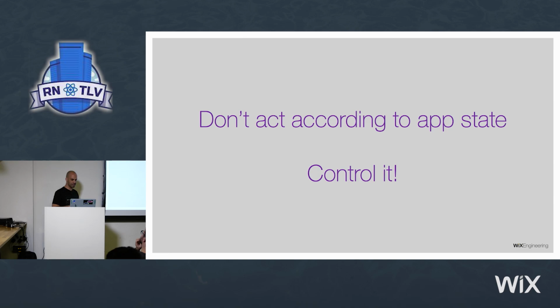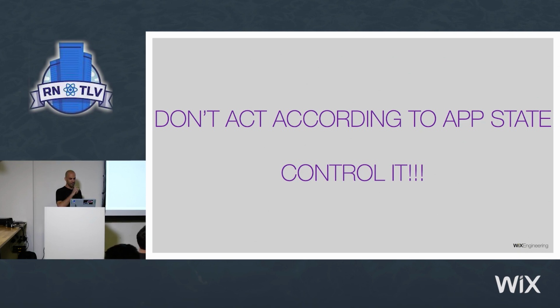But I want to emphasize this again. Don't act according to app state, control it. So this is very important, and I wish I didn't have to say that. We do this when we do unit tests, right? We control everything, control all the inputs, and we get the outputs that we want. So why do we act differently in end-to-end? Okay, that's better. We kind of learned it the hard way though.